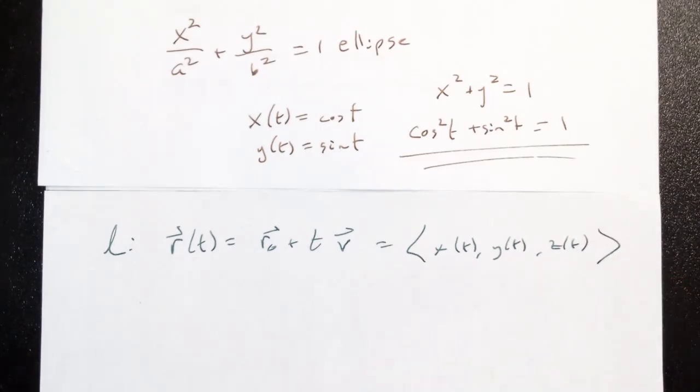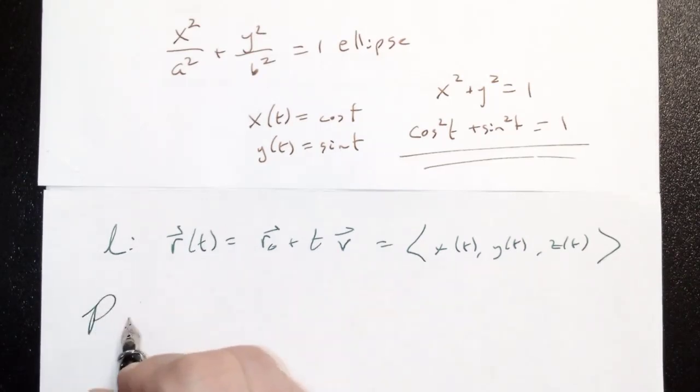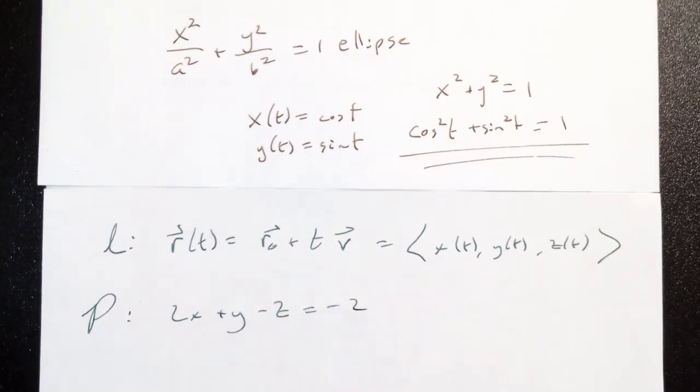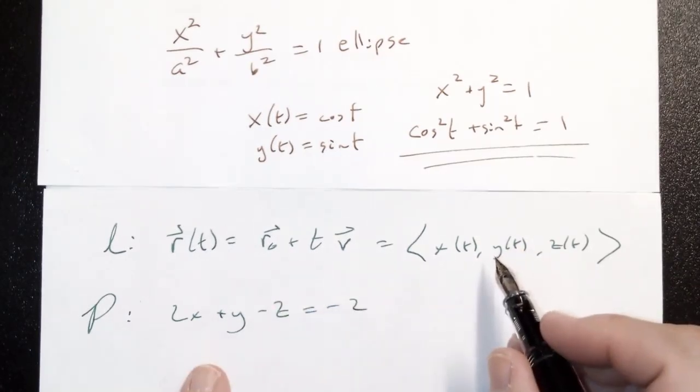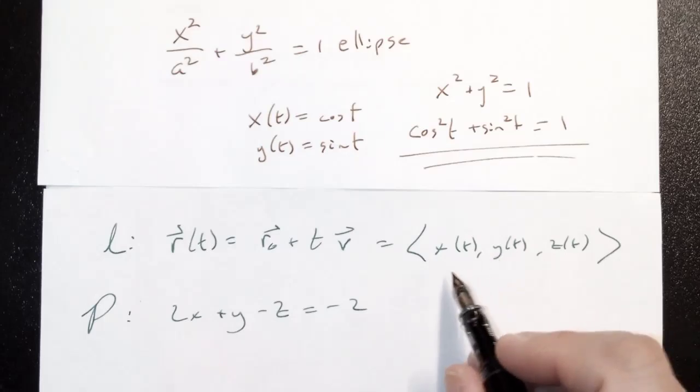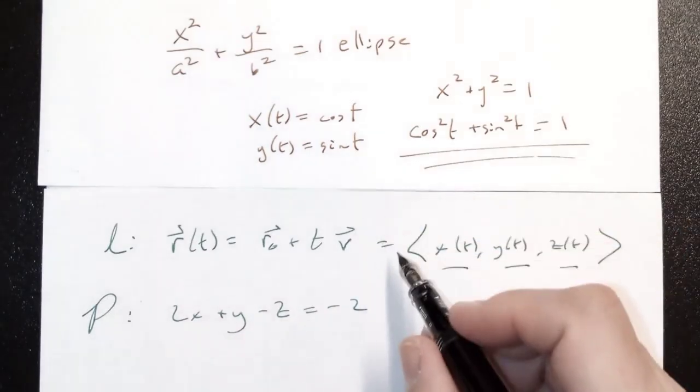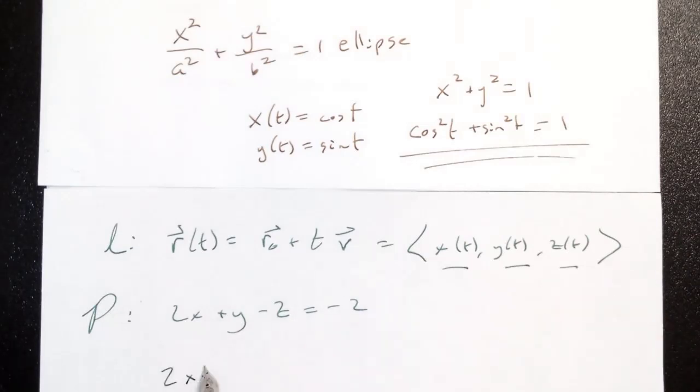Yes? But I also have a plane. What's the equation for the plane in that problem? 2x plus y minus z is -2. So I want to know where this and this happen at the same time. Which means this x and this y and this z need to satisfy this equation. So I can take these three things and put them in here. And then my problem becomes, can you solve for t?